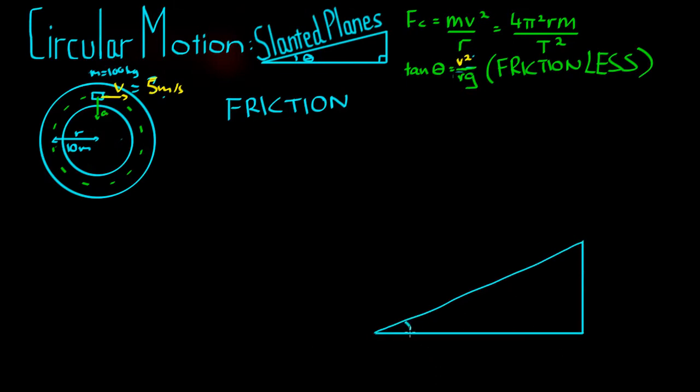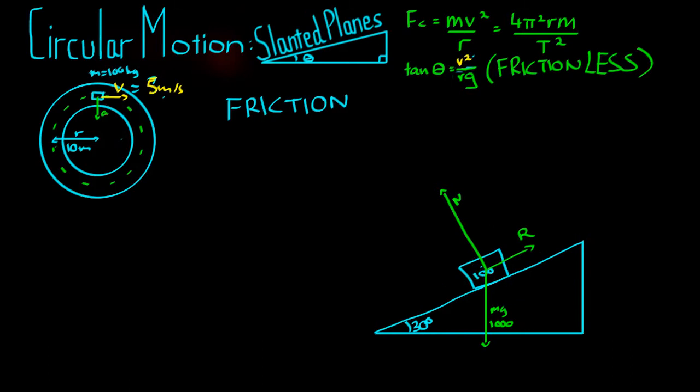Angle is still 30 degrees. There's the rider. Still 100 kilograms. The weight force still acts here, mg, or 1000. The normal force still acts here. But there's now also a frictional force. I'll give it an R there, which acts up the plane to stop him sliding down the plane.